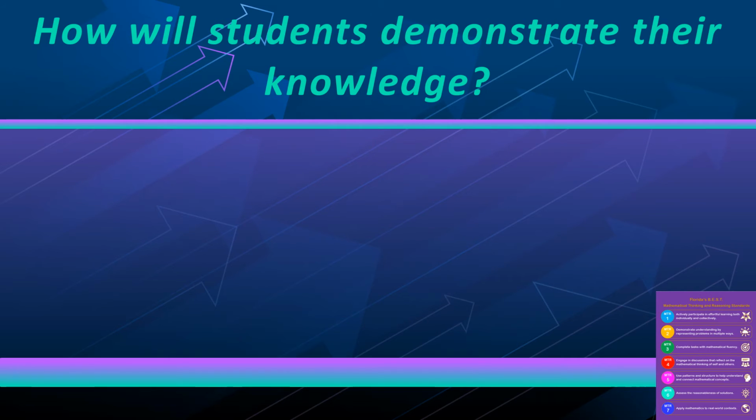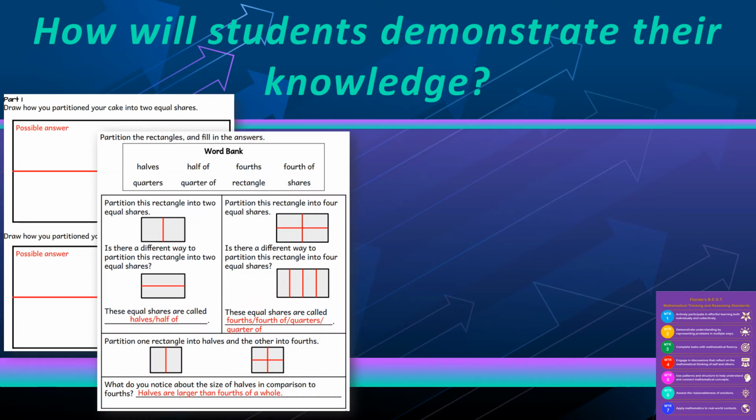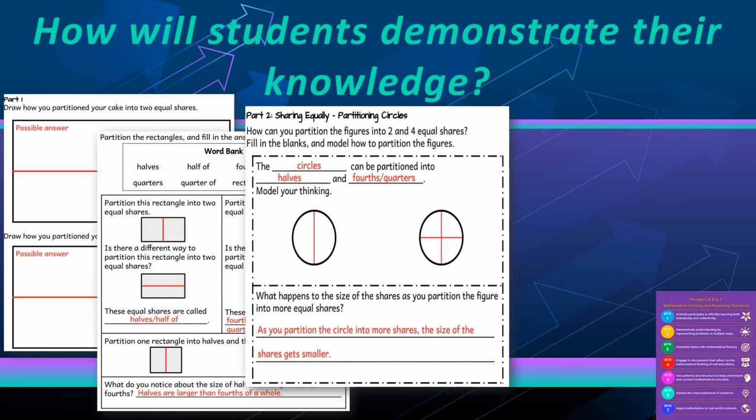Throughout the unit of study, we should see multiple opportunities for students to demonstrate their knowledge and understanding. This could include students partitioning shapes into halves and fourths, as well as using a word bank to make statements true. They could do this in their student journal and exit tickets during the Explore, as well as the Show What You Know task as a follow-up.